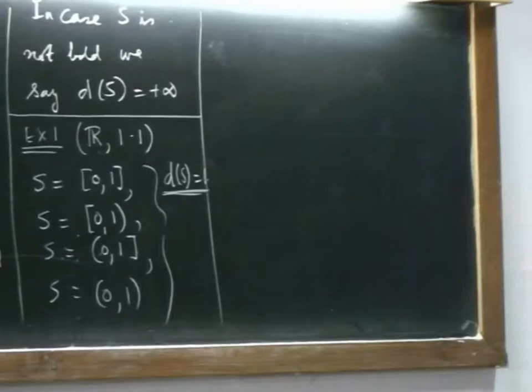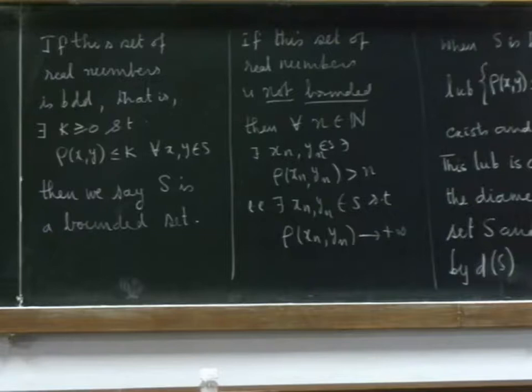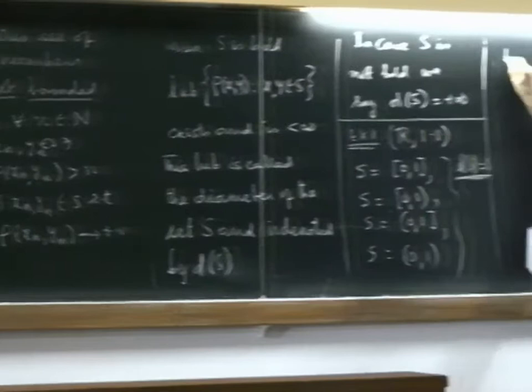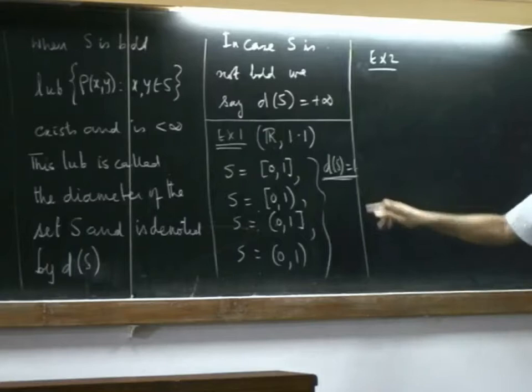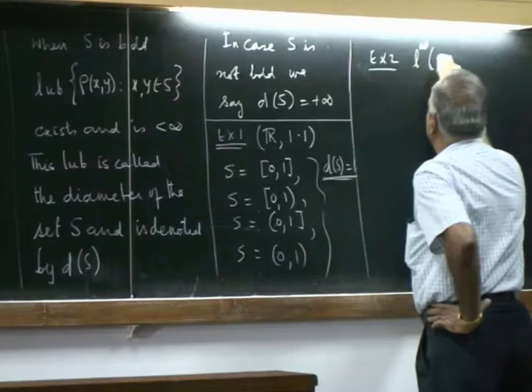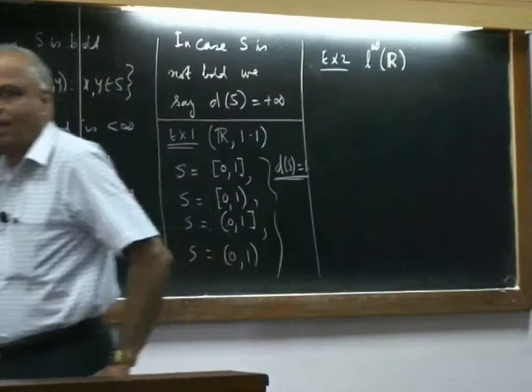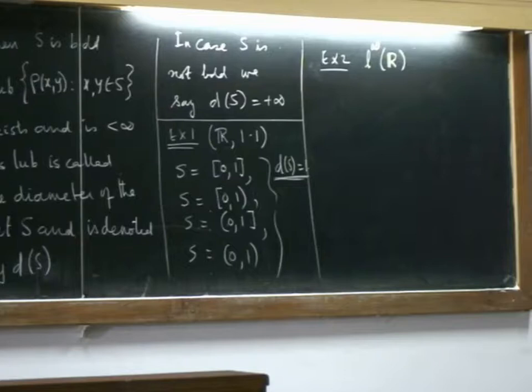Any infinite interval will have diameter infinity. Any finite set will have diameter equal to the maximum distance between pairs of points. All these sets are bounded sets, therefore the diameter is finite. Let us take L infinity, just one more example, which we will be looking at again and again. What does that mean? It is the set of all bounded sequences, and the norm used is the supremum norm, the least upper bound norm.